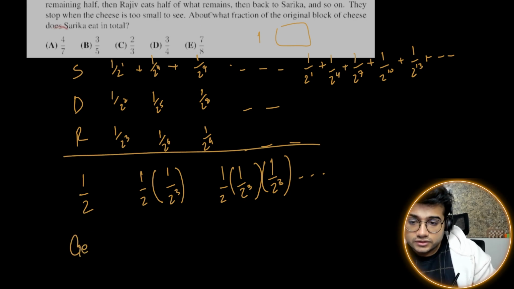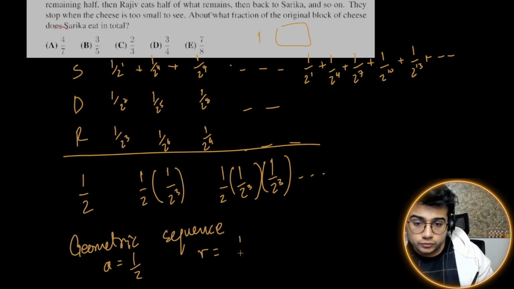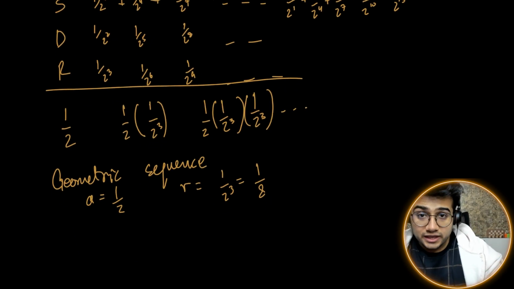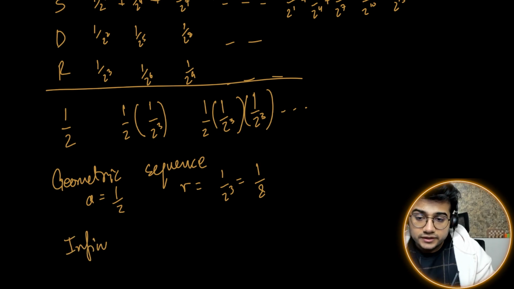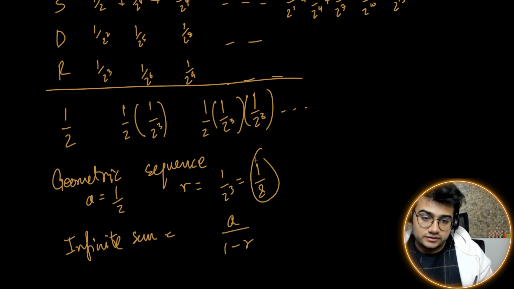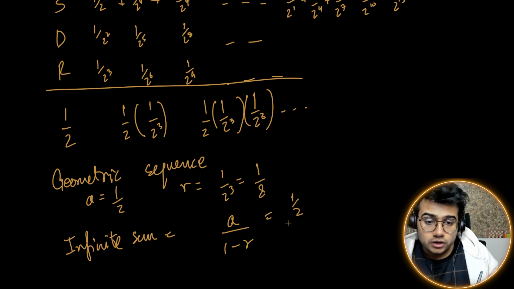So it's a geometric sequence where the first term is 1/2, and the common ratio is 1/2 raised to power 3, which is 1/8. Okay, so what is the infinite sum of a geometric sequence? We have a formula for that. The infinite sum is equal to a over 1 minus r, and we can use that when r is less than 1, and we can clearly see it's less than 1. So a over 1 minus r, that's as simple as that. So a is 1/2 over 1 minus r, so 1 minus 1/8.